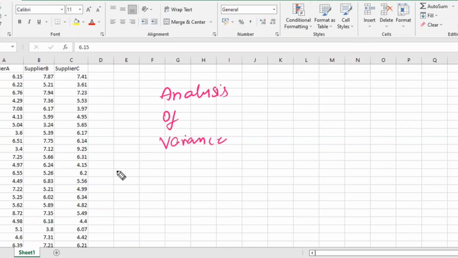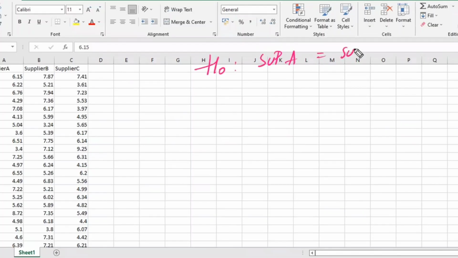ANOVA test says whether everyone is equal or not. Analysis of variance test. By default, what is the null hypothesis whenever you have more than one sample? Equal. Supplier A, supplier B, and supplier C, every supplier is equal. Whenever the comparison involves more than one column, by default the null hypothesis is equal, no difference.